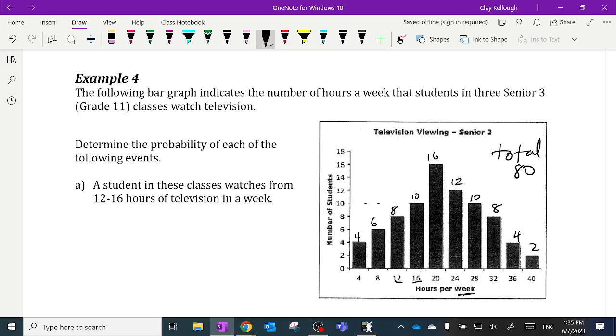So, which two categories do I want? For this question, 12 to 16, I want the 8 and the 10. So that's going to be 8 plus 10 out of 80. So that's 18 out of 80. Did it say how it wanted the probability? Nope. So it's up to me. Can I leave it like that? Nope. Both of those numbers have a 2 in them. So that's 9 out of 40.